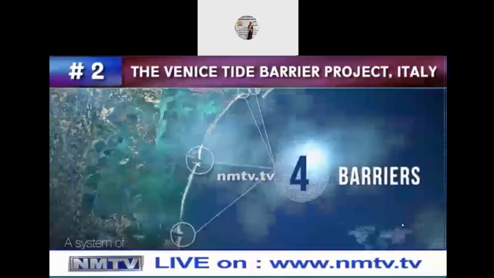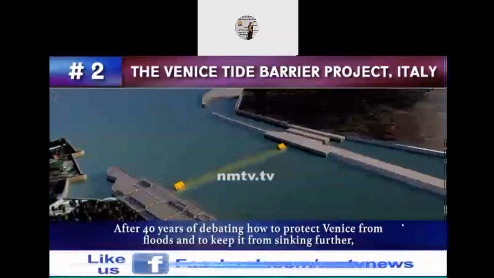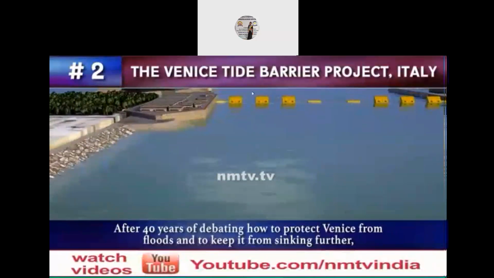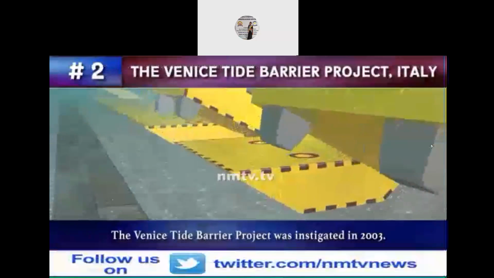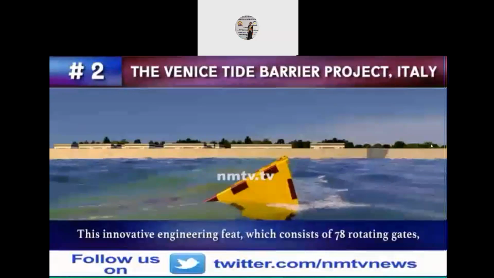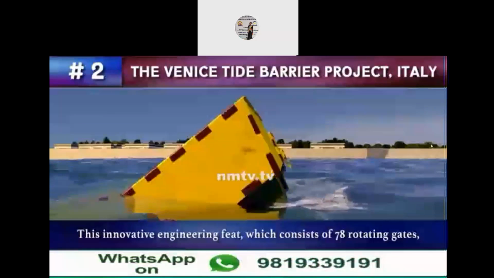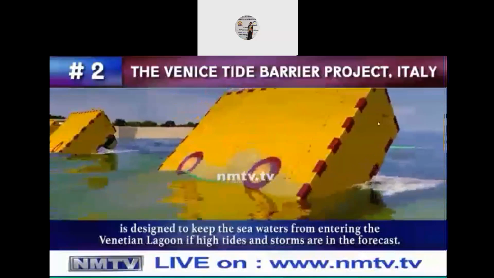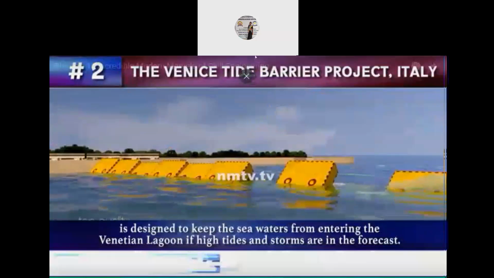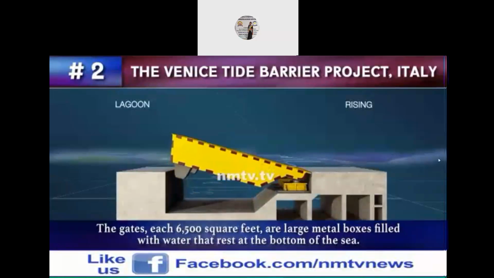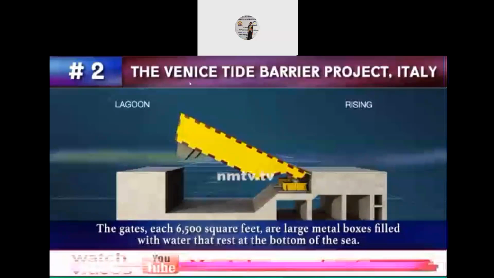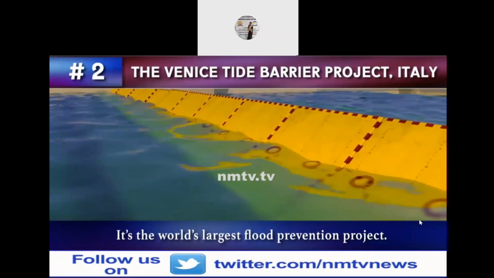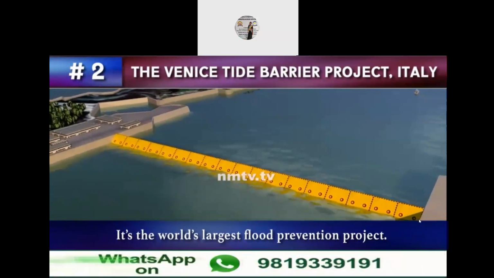At number 2 is the Venice Tide Barrier project in Italy. After 40 years of debating how to protect Venice from floods and to keep it from sinking further, the Venice Tide Barrier project was instigated in 2003. This innovative engineering feat, which consists of 78 rotating gates, is designed to keep the seawater from entering the Venetian lagoon if high tides and storms are in the forecast. The gates, each 6,500 square feet, are large metal boxes filled with water that rest at the bottom of the sea. It is the world's largest flood prevention project.